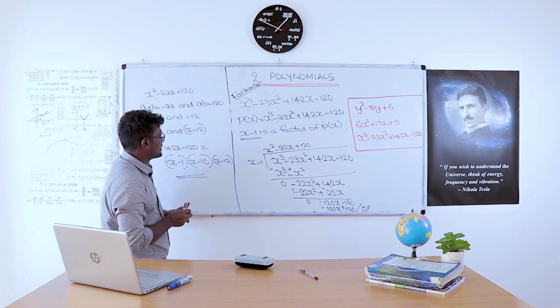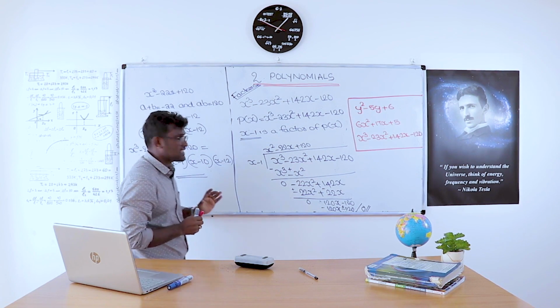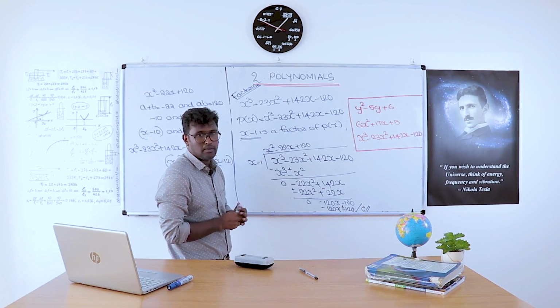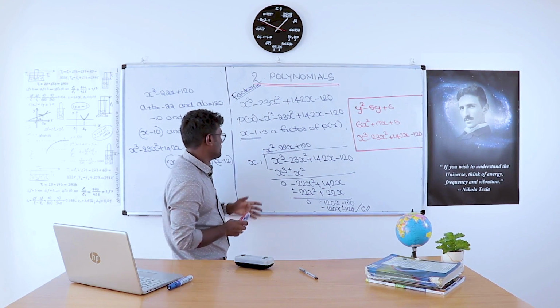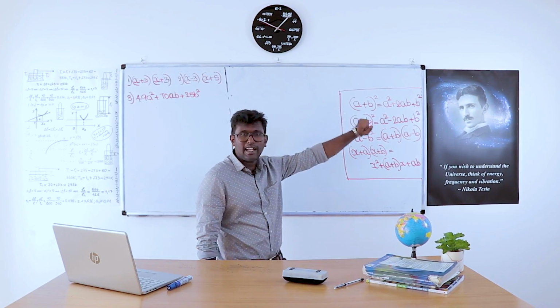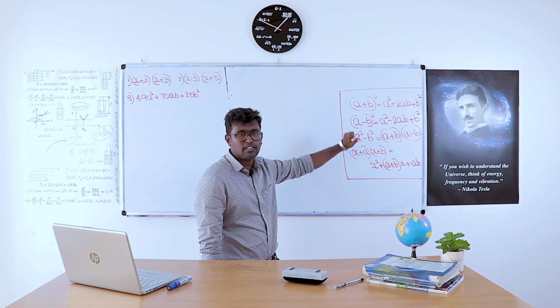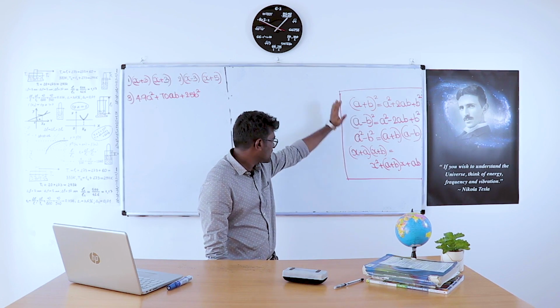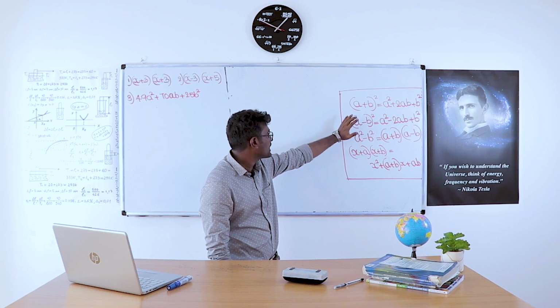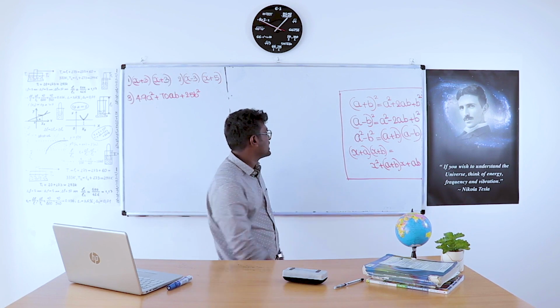So this is the method of factorizing a polynomial. So moving to the topic identities. This is the last portion of the chapter, identities. So here we already wrote four identities. What are the identities?